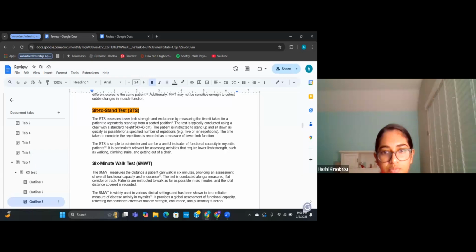The sit-to-stand assesses lower limb strength and endurance by measuring the time it takes for a patient to repeatedly stand from a seated position. The test is typically conducted using a chair with a standard height of 43 to 46 centimeters. The patient is instructed to stand up and sit down as quickly as possible for a specified number of repetitions, e.g. 5 or 10 repetitions. The time taken to complete the repetitions is recorded as a measure of lower limb function. The sit-stand is simple to administer and can be a useful indicator of functional capacity in myositis patients. It is particularly relevant for assessing activities that require lower limb strength, such as walking, climbing stairs, and getting out of a chair.